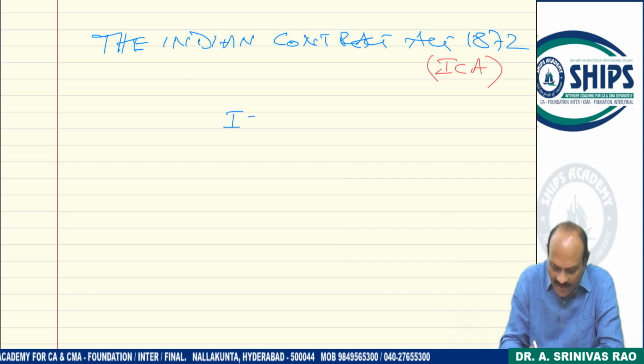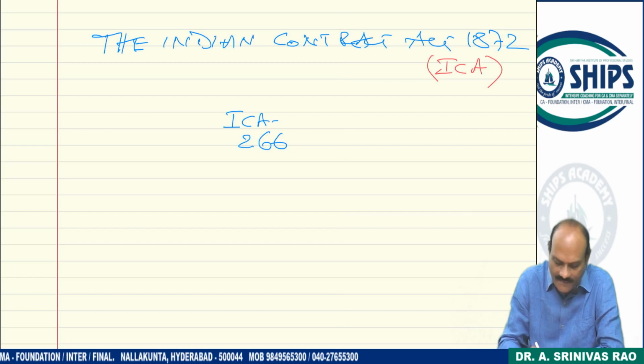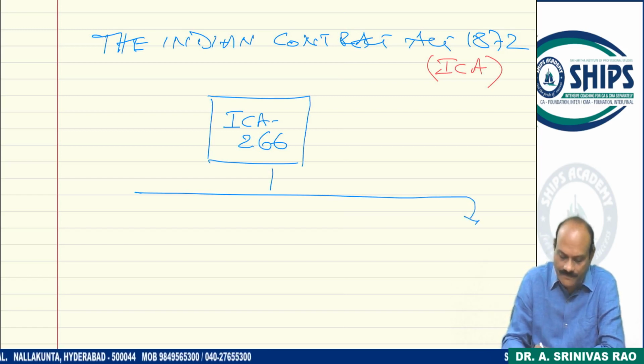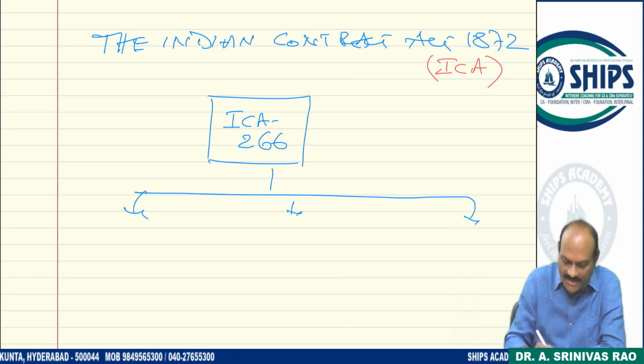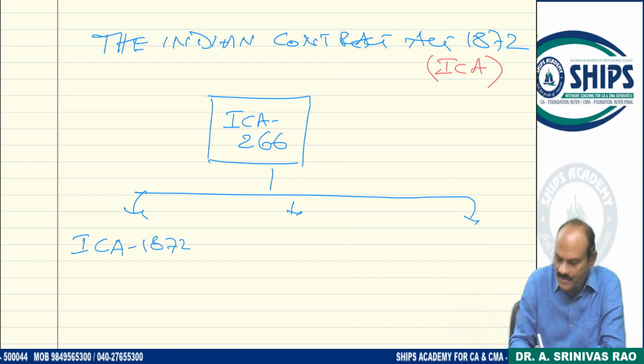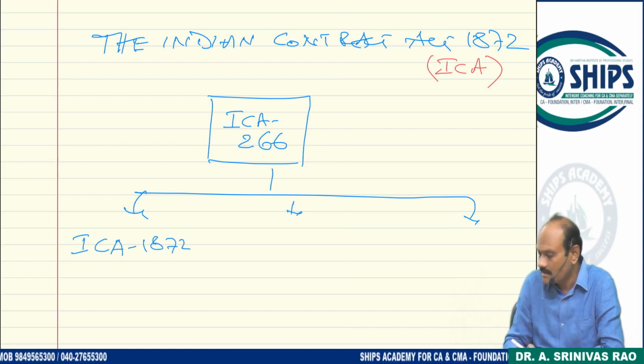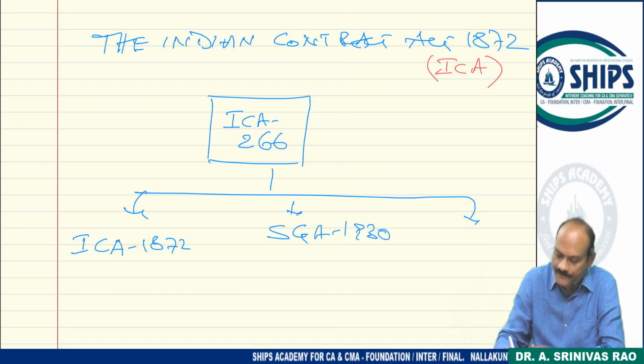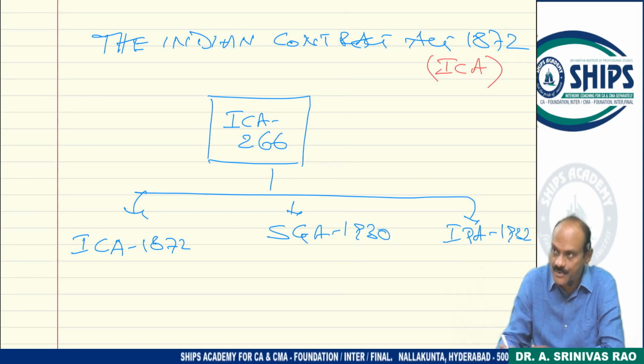Originally, the Indian Contract Act consists of 266 sections. This is classified into three topics. One remains as the Indian Contract Act 1872. Second one, Sale of Goods Act 1930. Third one, Indian Partnership Act 1932.